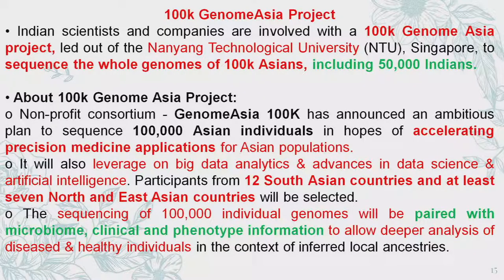So a non-profit consortium has announced an ambitious sequencing of 1 lakh Asian individuals, in hope of accelerating precise medical applications for the Asian population. Because once you know the sequence of a human being, if you compare it to another, we can identify the defective gene, or the gene that has to be edited. Thus, we can go for treatments in a specific manner. Okay, but that's the component. And again, 50,000 from India, the remainder from 12 South Asian countries, and at least 7 North and East Asian countries may be selected.